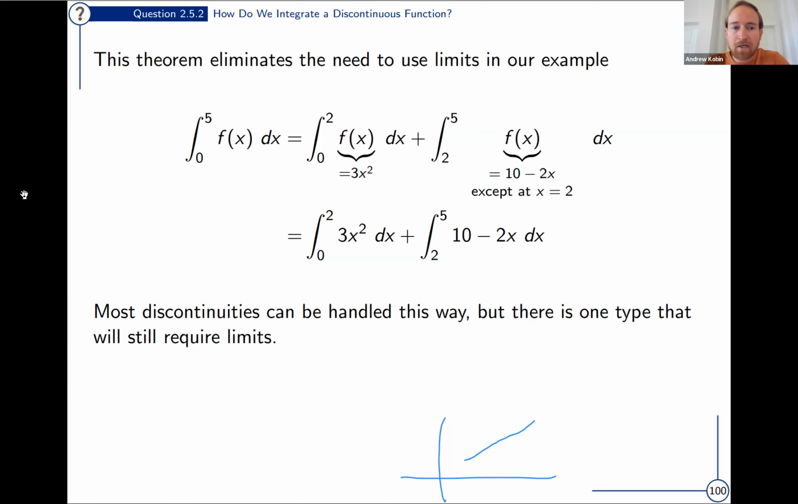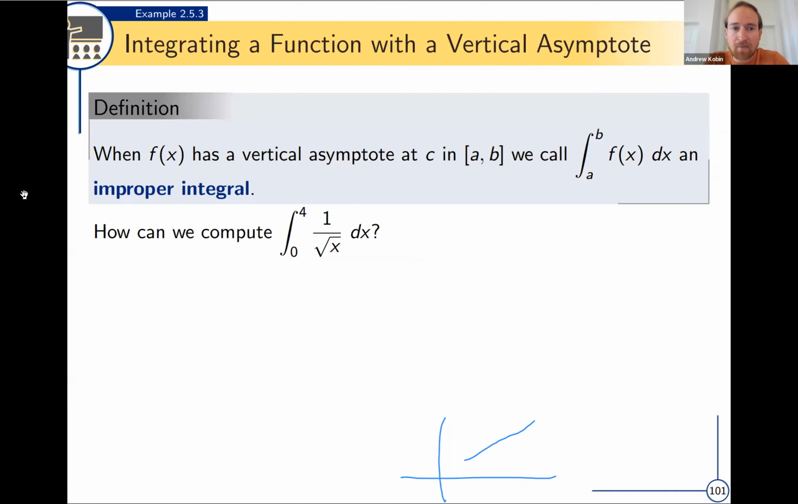There's one type of discontinuity that we have to handle separately, which is the notion of a vertical asymptote. If our function has a vertical asymptote, then we will definitely want to call its integral from a to b an improper integral. There's something to deal with, something to evaluate here.